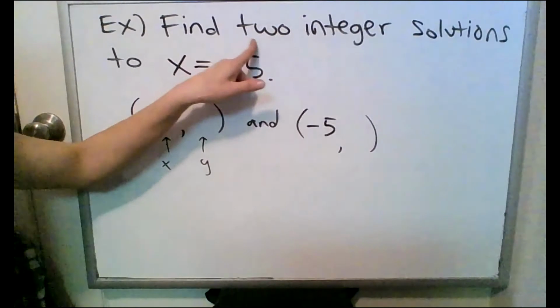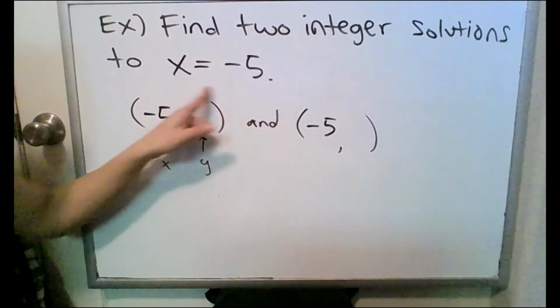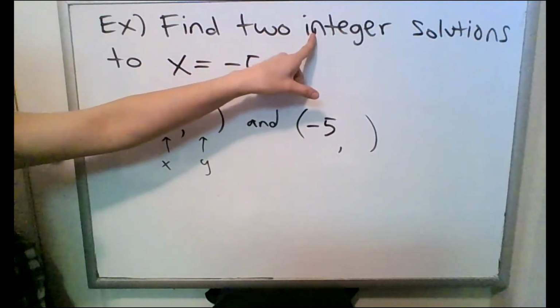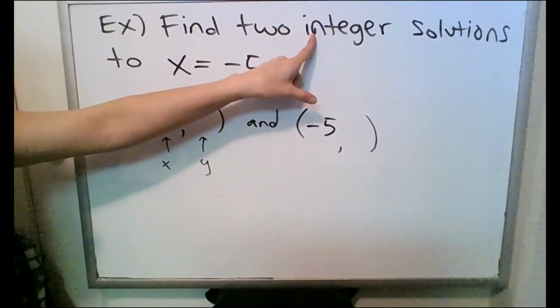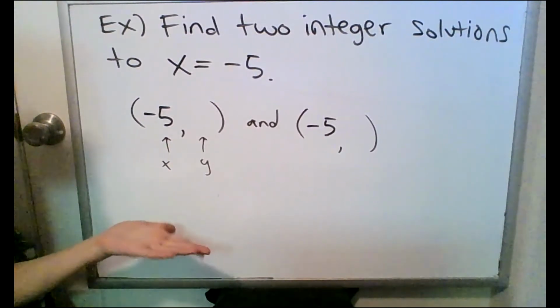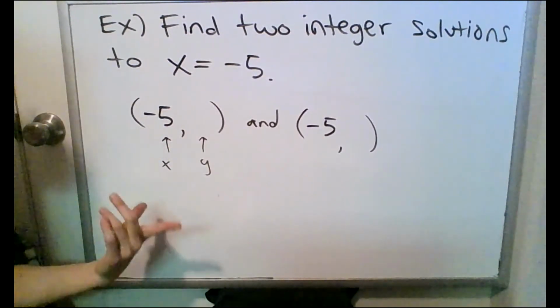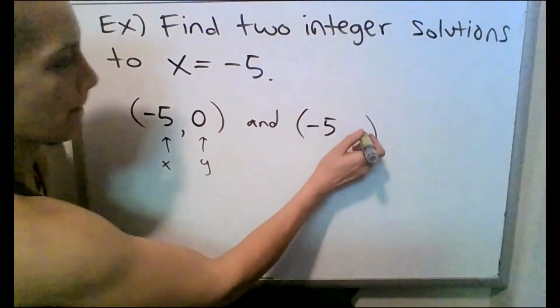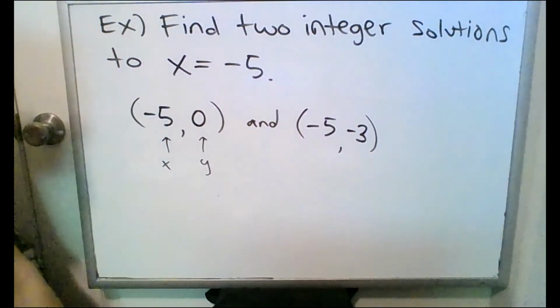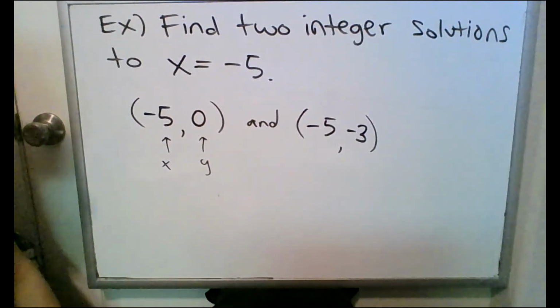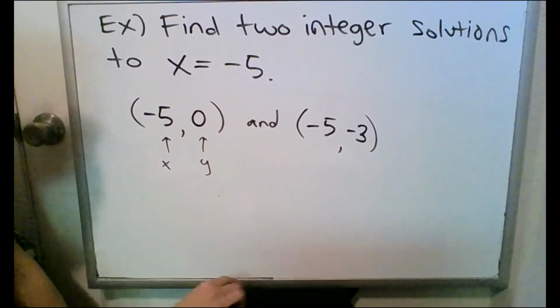Okay, and then this part tells me y can be any number, but the question has restricted it to an integer. So it can be 1, 2, 3, 4, 5. It could be -1, -2, -3. It could be 0. It just has to be some integer. And then we're going to graph.